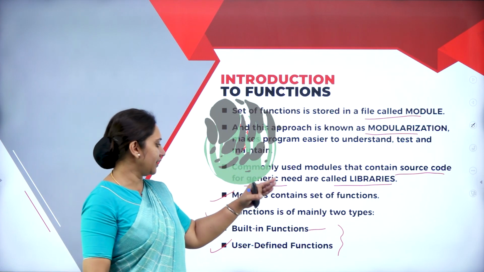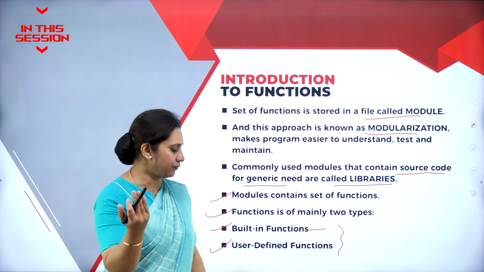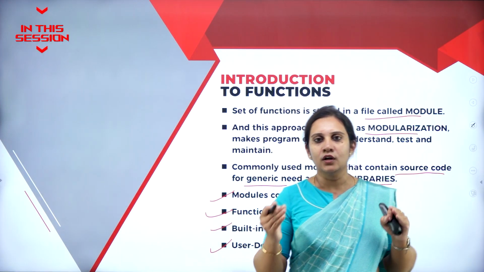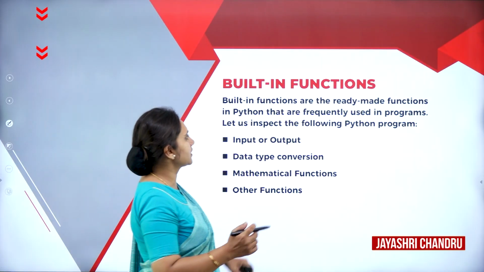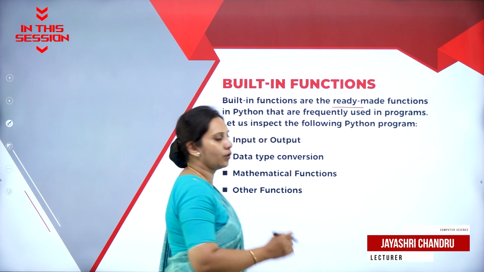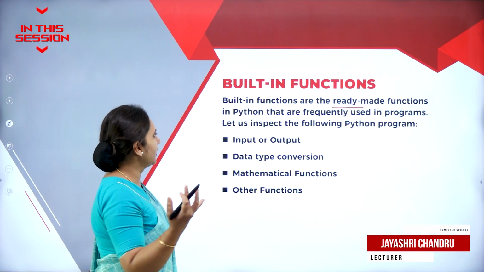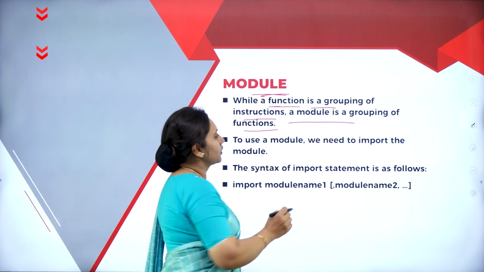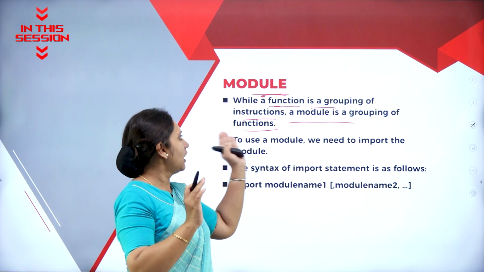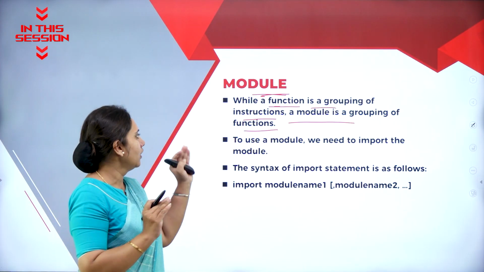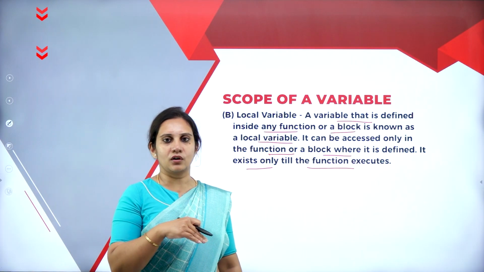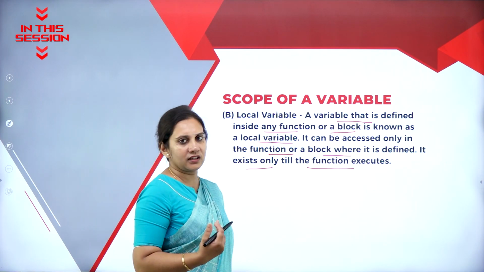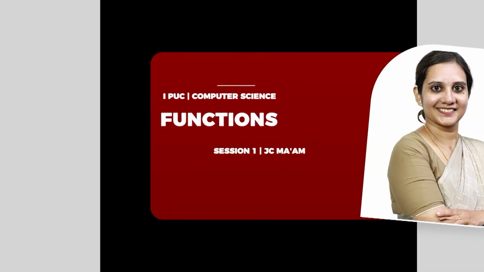Functions are mainly of two types. One is built-in functions and one is what? The user-defined functions. Built-in functions are ready-made functions. As I told you already, they are there to save time for the programmer. While a function is a grouping of instructions, a module is a grouping of functions. But what happens with a global variable? It can be accessed everywhere, anywhere in the program.